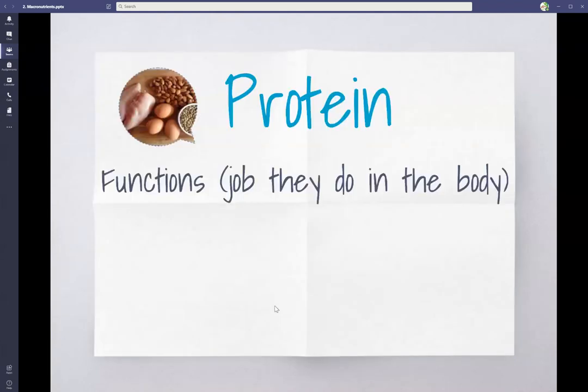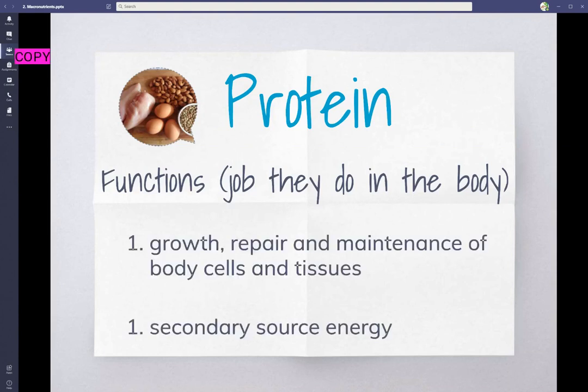So firstly, looking at protein, the function of protein in our body is to provide growth, repair and maintenance of body cells and tissues. Now this is something that all ages need, from babies, children, teenagers, going through rapid growth stages. They will need protein in order to grow body cells and tissues. And from adults and elderly, they no longer require protein in order to grow body cells and tissue, but to maintain.